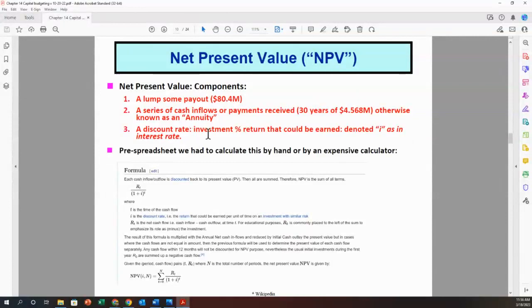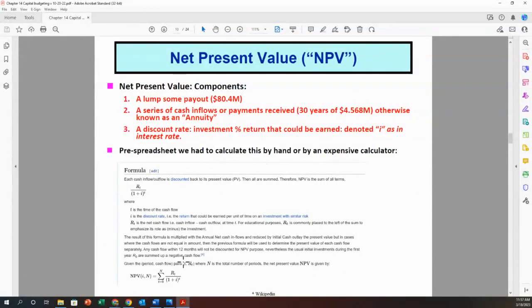And then the third component is a discount rate, an investment, a percent return, a cost of capital. Again, in this case, since we're the recipient, it's kind of the mirror image of capital projects. So that's the interest rate, which measures our risk and measures our investment alternatives.